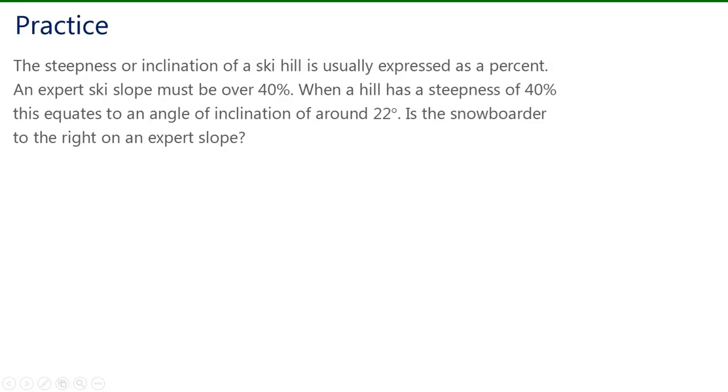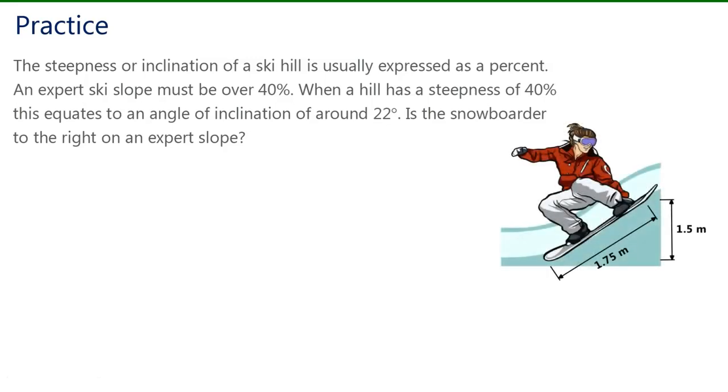Here's some practice. The steepness or inclination of a ski hill is usually expressed as a percent. An expert ski slope must be over 40%. When a hill has a steepness of 40%, this equates to an angle of inclination of around 22 degrees. Is the snowboarder to the right on an expert slope? You may wish to hit pause here and try this on your own.